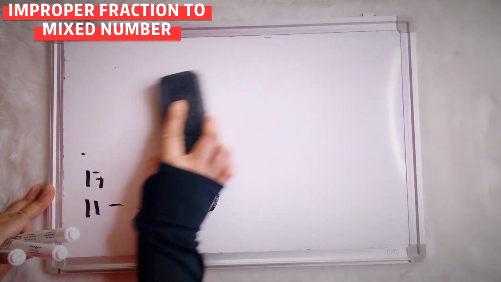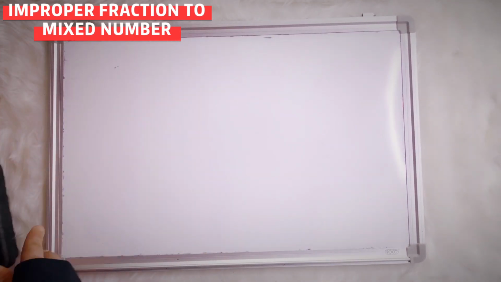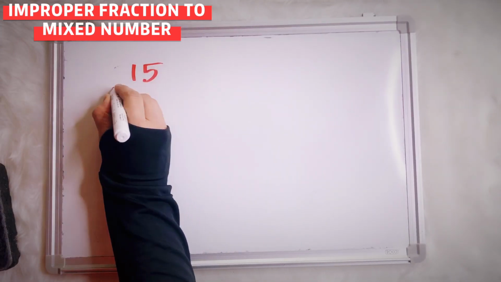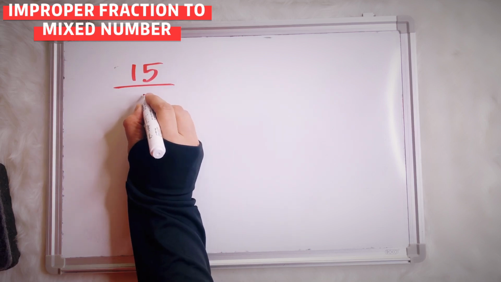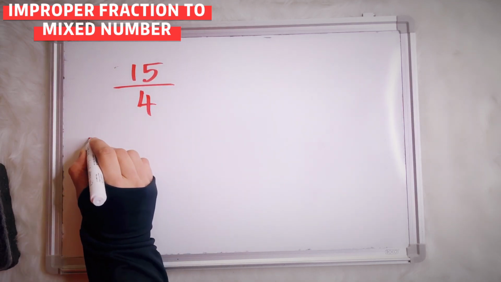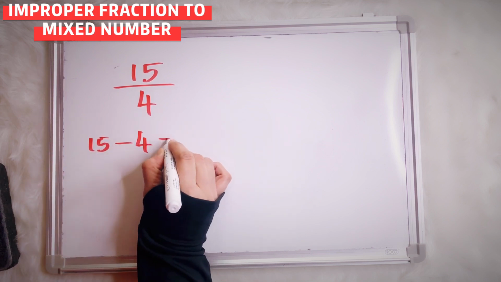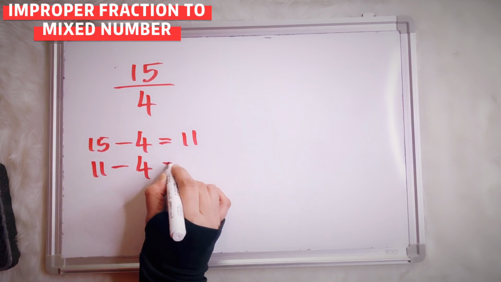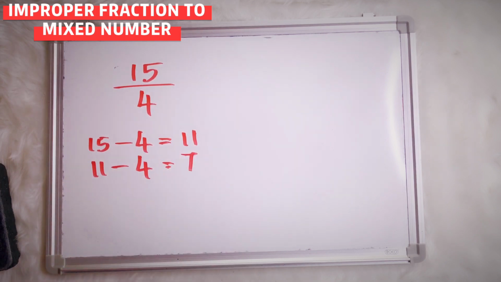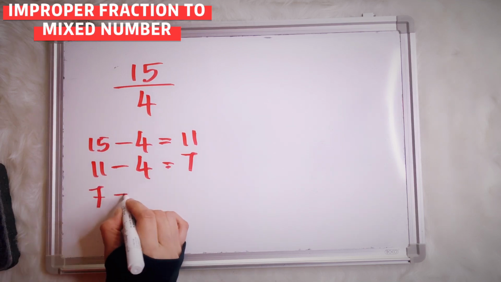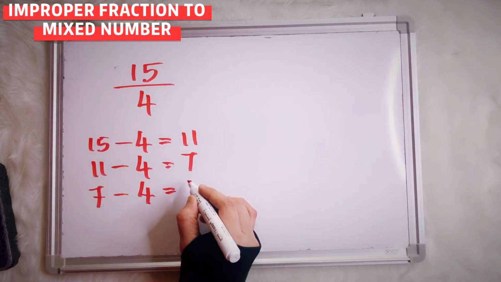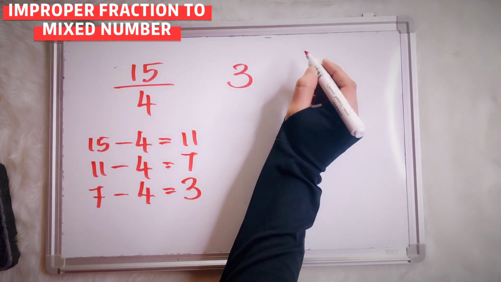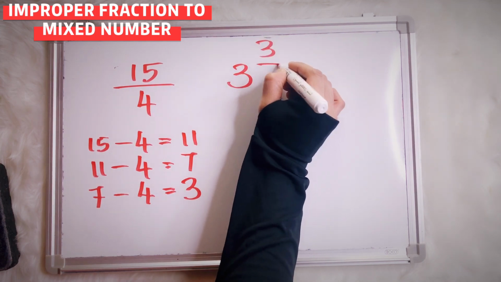So last one, I think. So I give you, let's say, 15/4, over 4. So 15 you minus with 4, you will have how much? 11. So 11 you minus with 4, you have 7, correct? So now 7 you minus with 4, you will have 3. So how many times you do the subtraction? 3 times. So 3 3/4.